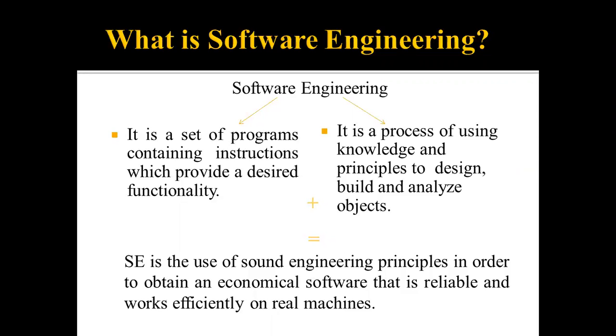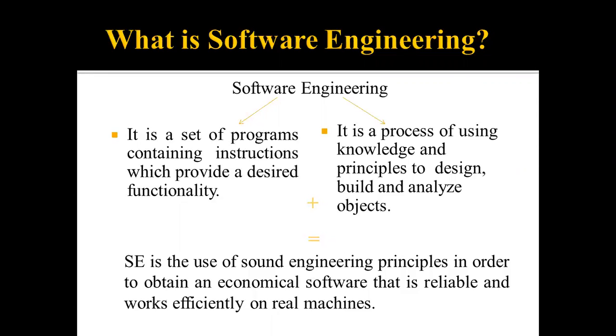Whereas in engineering, you have a set of principles that is going to be used to design a particular application. You're going to have knowledge, and based upon that knowledge and principles, you're going to build that application and you're going to analyze objects. So here, we know what software and engineering mean.